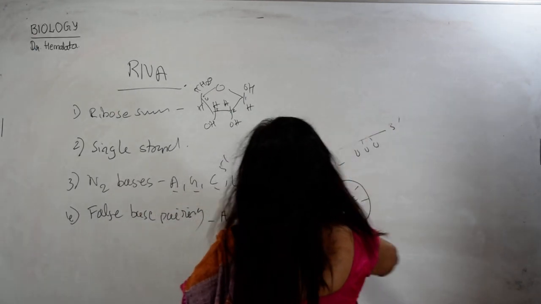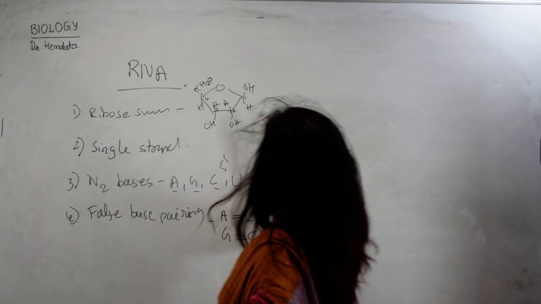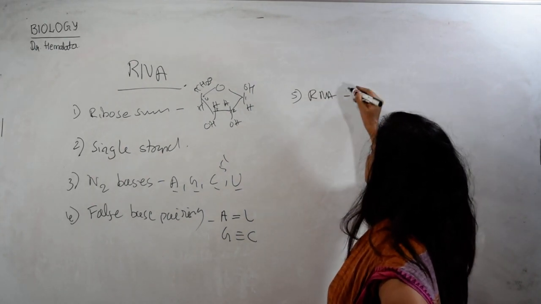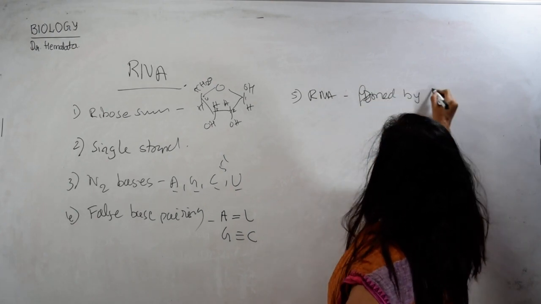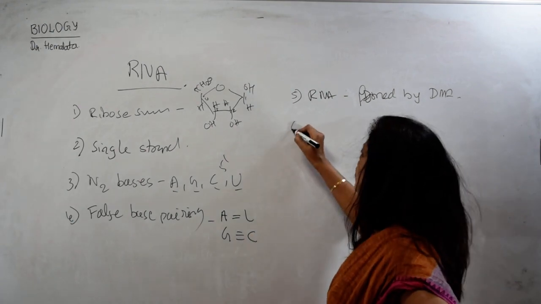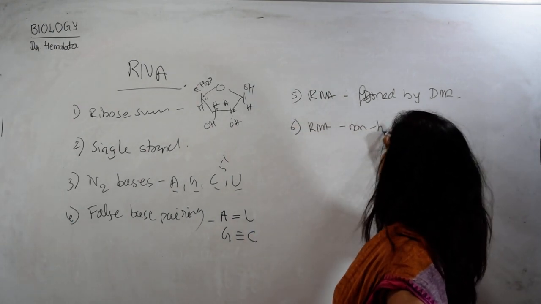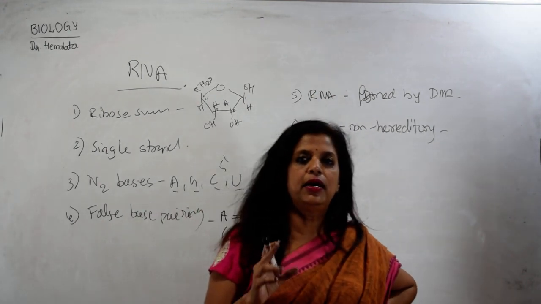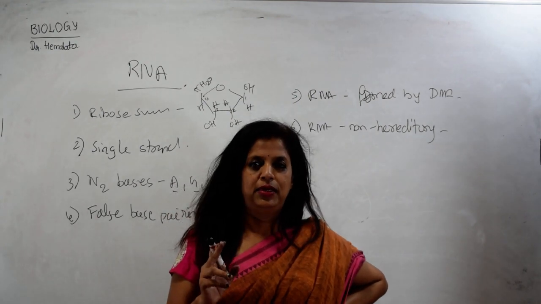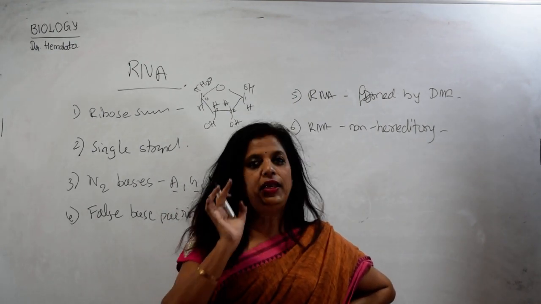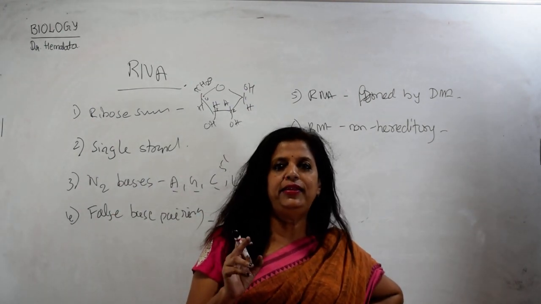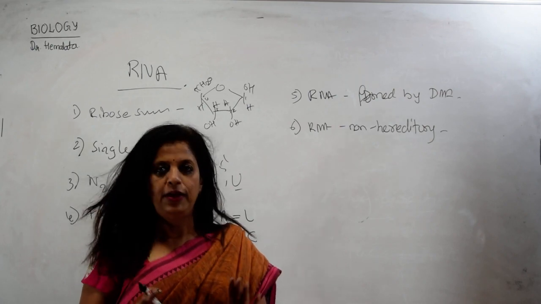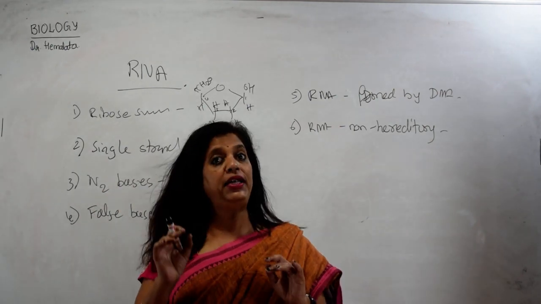Now, apart from this, what are the other characteristics of RNA? RNA will not undergo self-replication. RNA is produced by DNA, while DNA is self-replicating. And mostly, RNA is non-hereditary, except for certain viruses that affect plants. Some of the plant viruses are RNA viruses. Otherwise, they are all DNA viruses. Only in those where the genetic material is RNA is it hereditary. Otherwise, normally RNA is not a hereditary material. It is not going to transfer the characters from parents to the offspring. But DNA is hereditary.